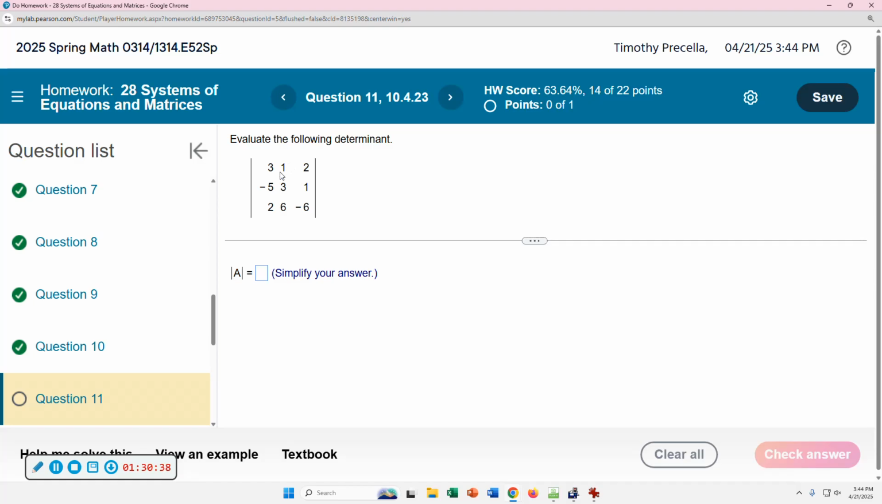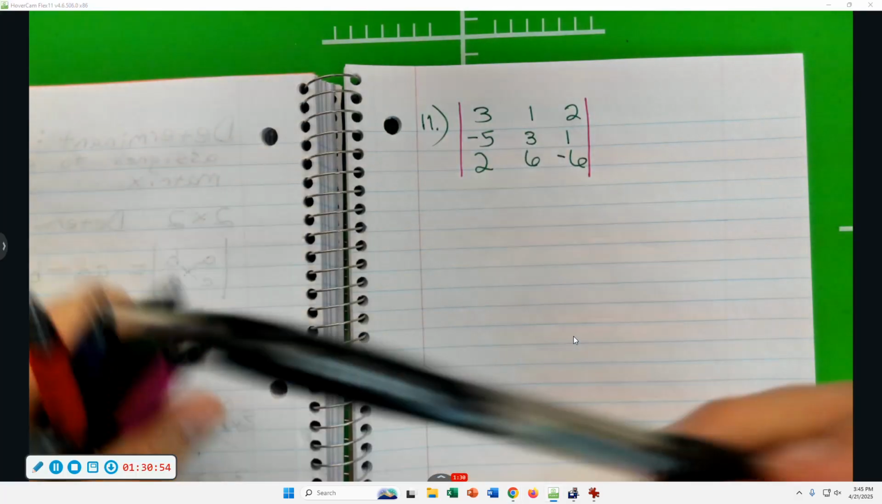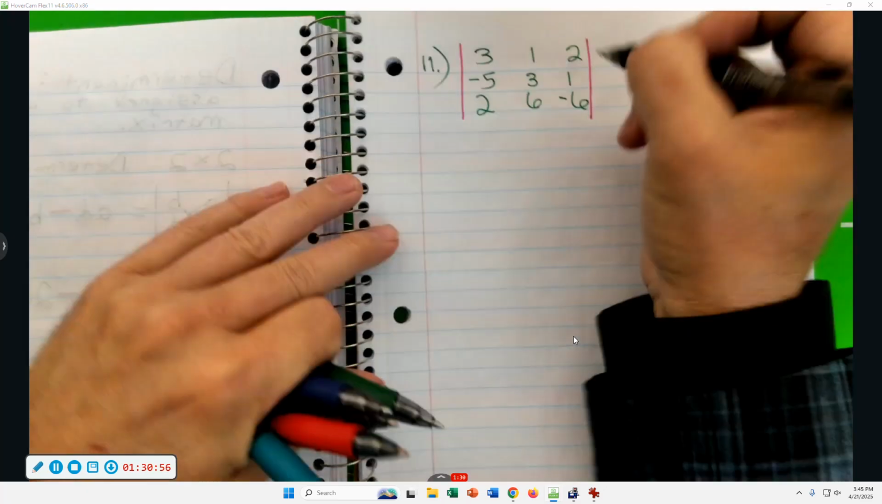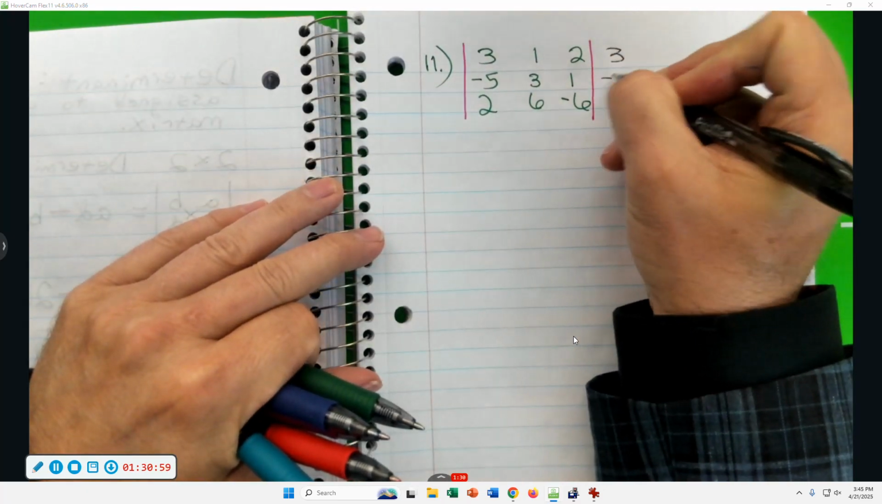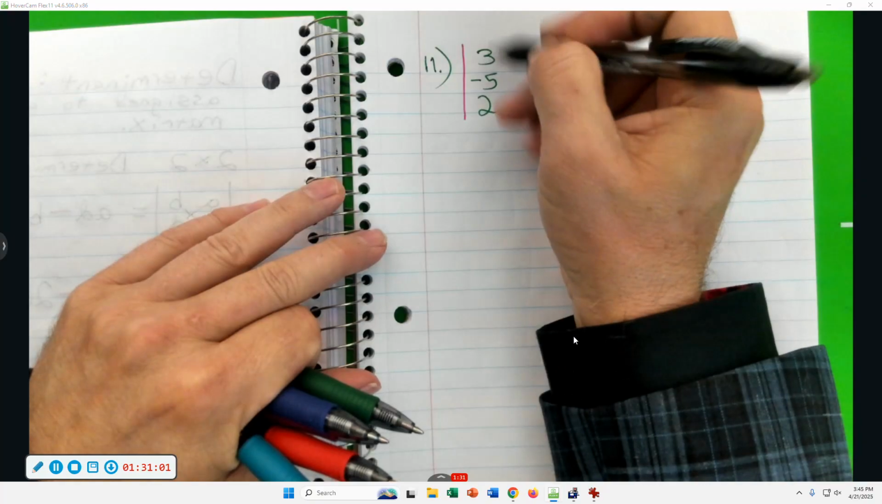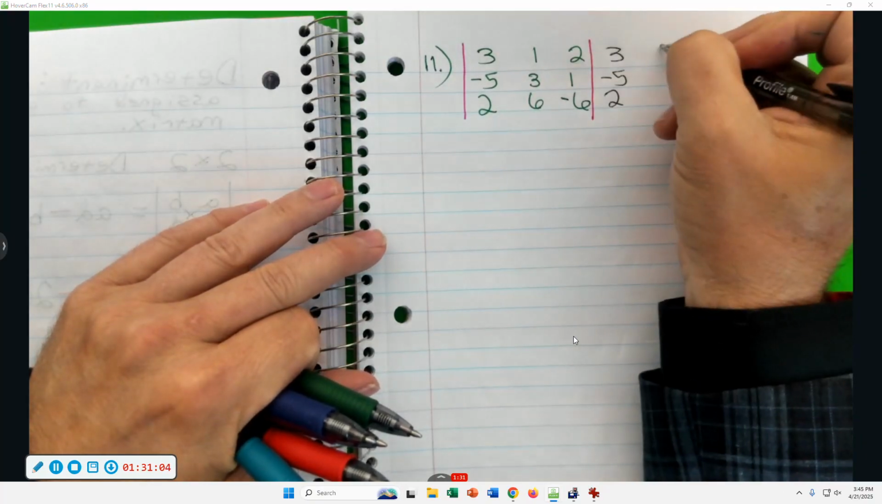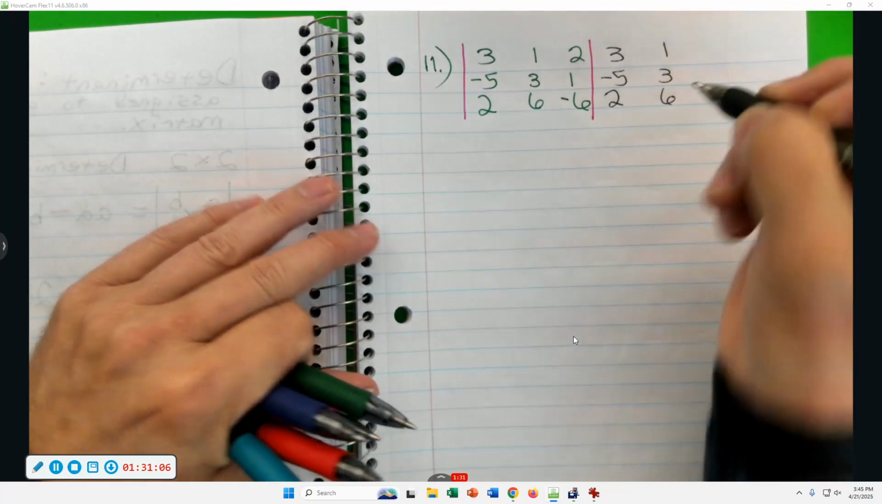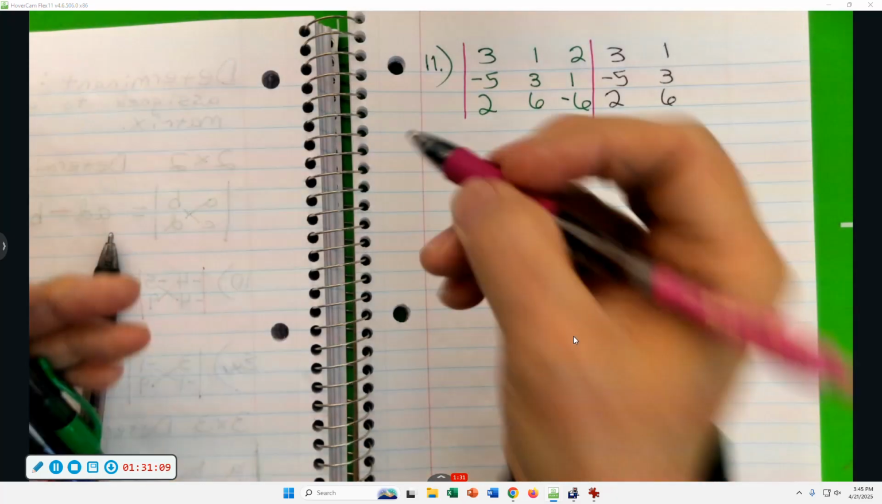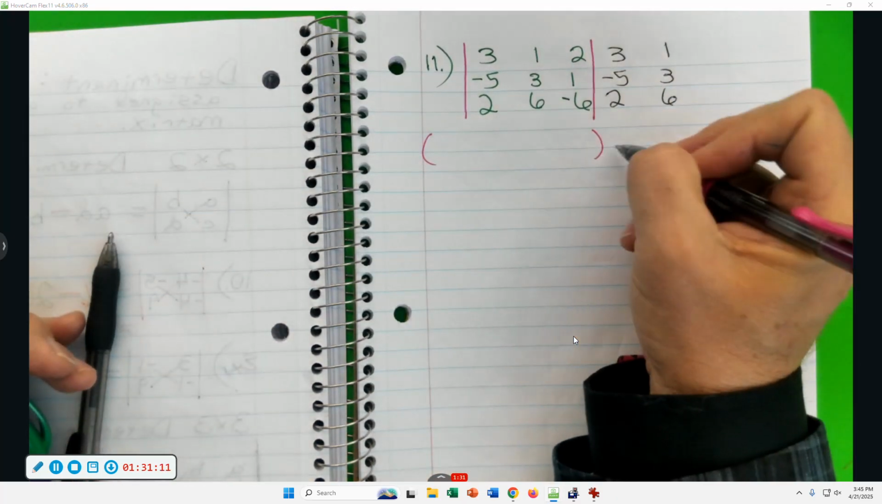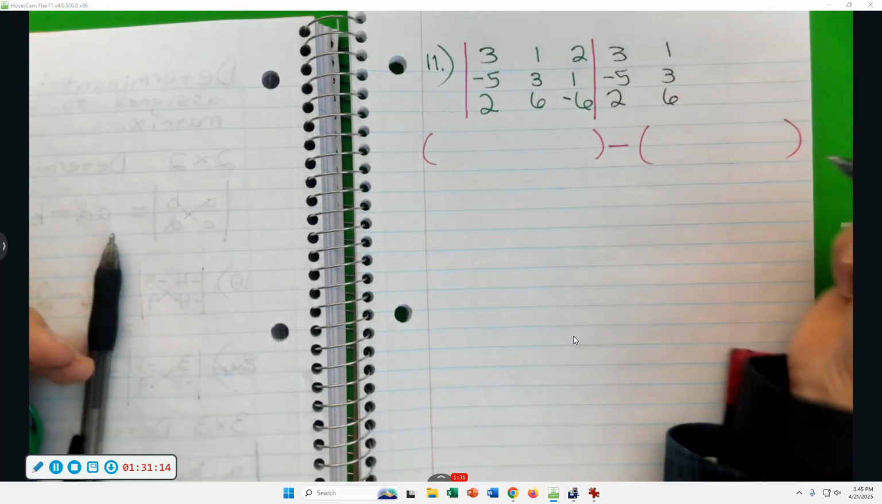That's why anytime you've asked me to show you what you did wrong, I always say let's look at the problem first. That's the number one reason for mistakes: miscopying. So we've recopied the first 2 columns. 3, -5, 2 is the first column. Now the second column, 1, 3, 6. I have parentheses, minus, parentheses.